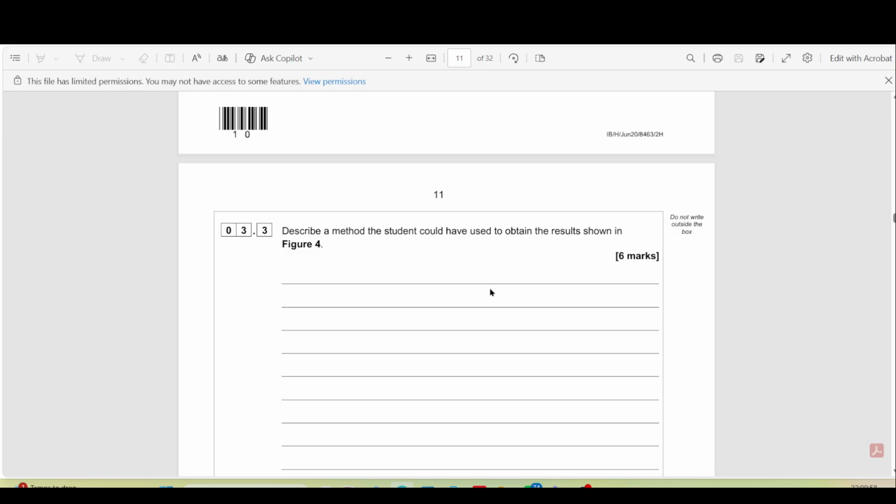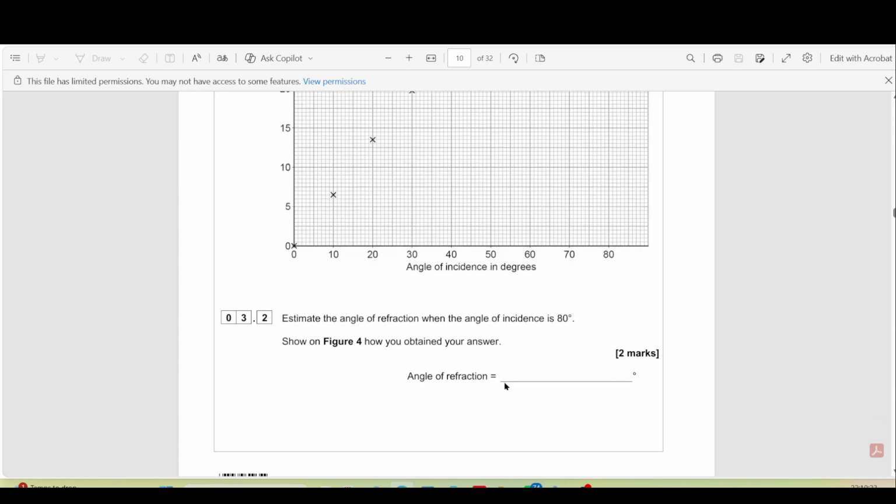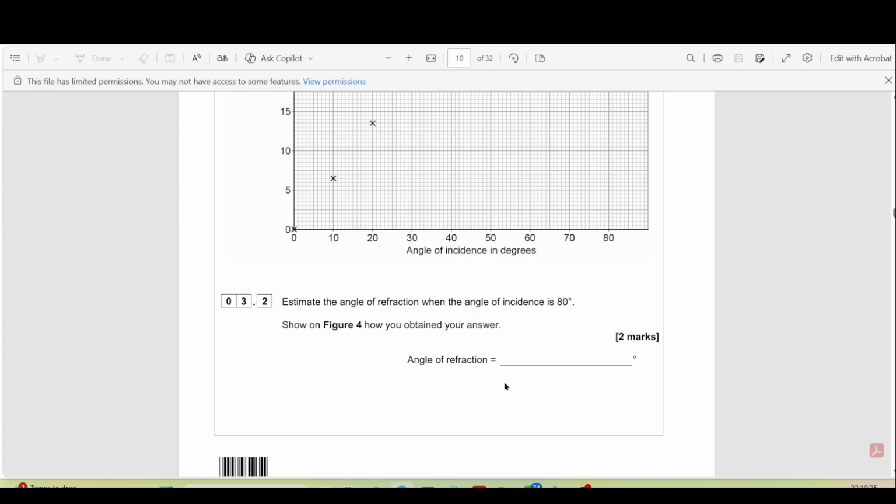And now you are just going to repeat this for different angles of incidence. So now look at the graph. It's angles of incidence from 0 to 80 degrees, right? Increasing by 10 degrees. So write down: repeat for different angles of incidence at 10-degree intervals.